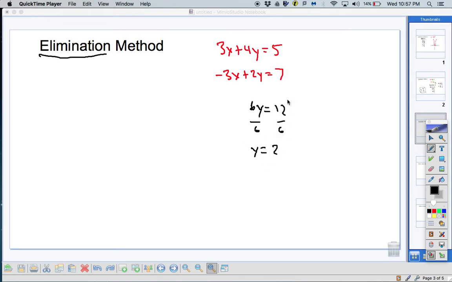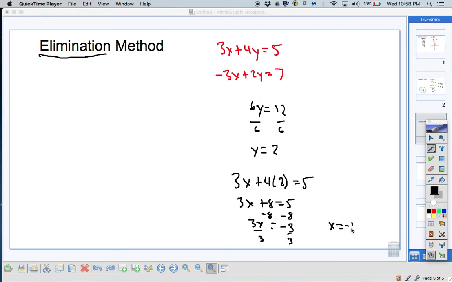And we're not done. We got to go plug it into either of these equations because we're going to figure out what x is. I generally like the positive number, so we're going to use the positive number. So I got 3x plus 4, and instead of y, I now know it's 2. And we're going to solve for x, so I get 4 times 2 is 8. We're going to subtract 8 from both sides. So 3x is equal to 8 take away 5 is going to be negative 3. Divide both sides by 3, and x ends up being negative 1.